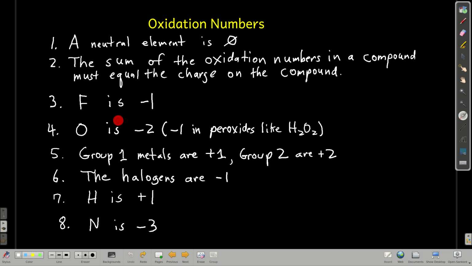Halogens, so fluorine is a halogen, right? But the reason it's up here is that it beats the other halogens. So chlorine, bromine, iodine, these are -1. Hydrogen's +1 and nitrogen's -3. So remember, if something higher up beats something lower down.